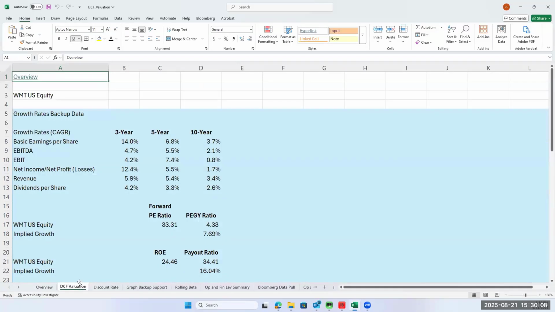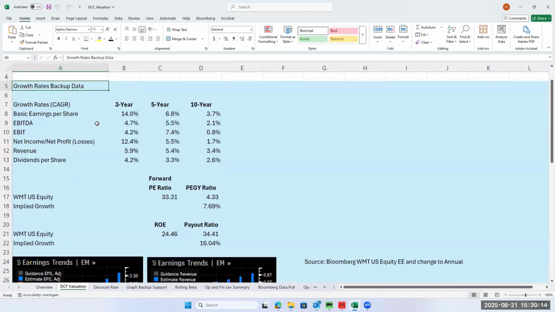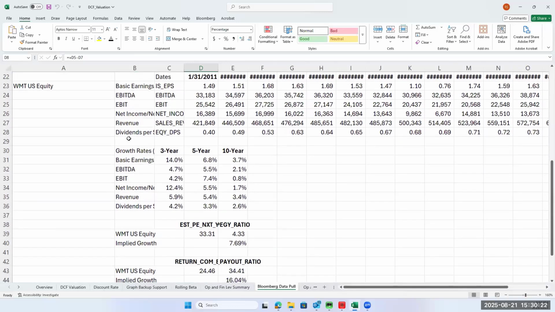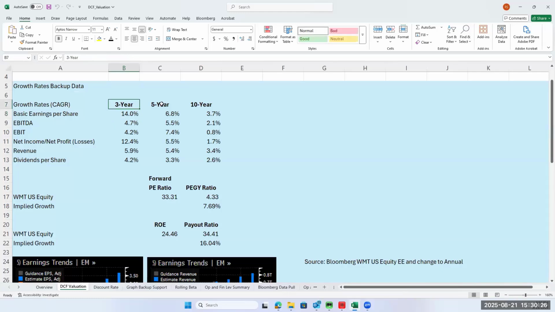Then I go over the DCF valuation. The first thing I do is I got to look at growth rates. So some of this I'm pulling from Bloomberg. So if you look at the Bloomberg data, I'm bringing in historical data so I can look at actual growth rates. So here's their 3-year, 5-year, and 10-year growth rate for different components of the income statement and of their dividends.